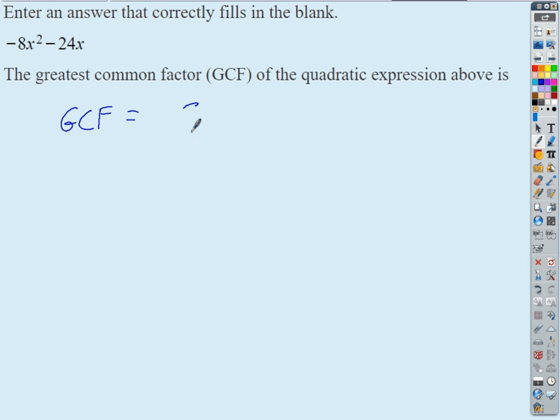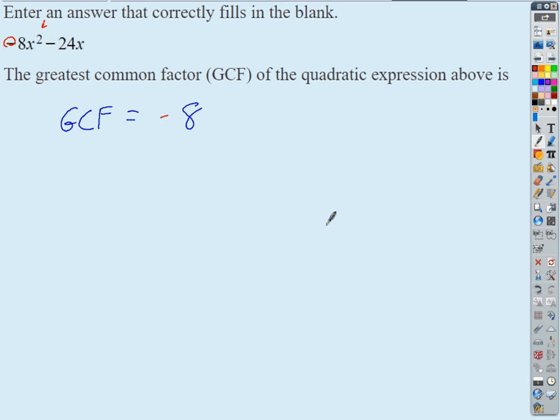So the 8 makes sense, because 8 divides into 8 and 24. Most people are fine with that, but the part that people tend to miss is this negative, right? And we have to include the negative because that's the leading term. It's the term with the biggest power of x, right? So we need to have the negative there.